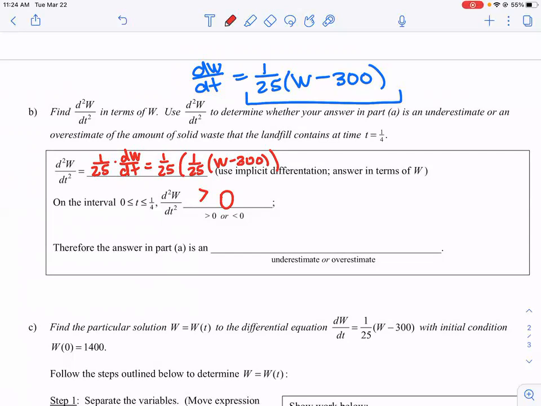Second derivative being positive means we are concave, which means we are what kind of an estimate? Underestimate.